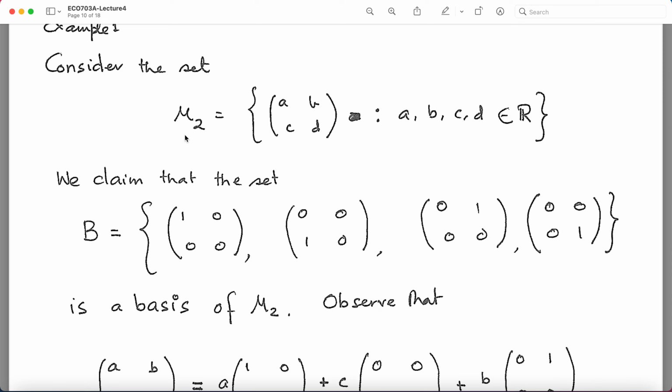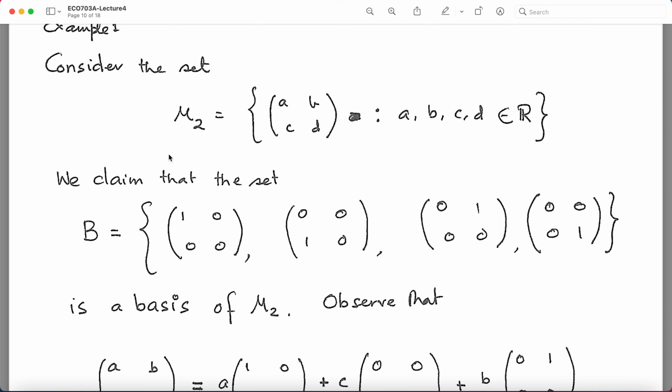So, it has to span M2, and at the same time it has to be linearly independent. These matrices are interesting. The first matrix is 1 0 0 0, the second matrix is 0 0 1 0, the third one is 0 1 0 0, and 0 0 0 1.